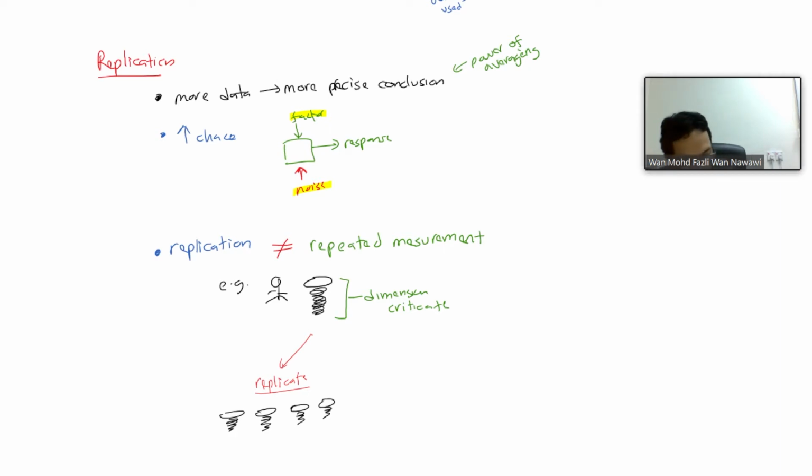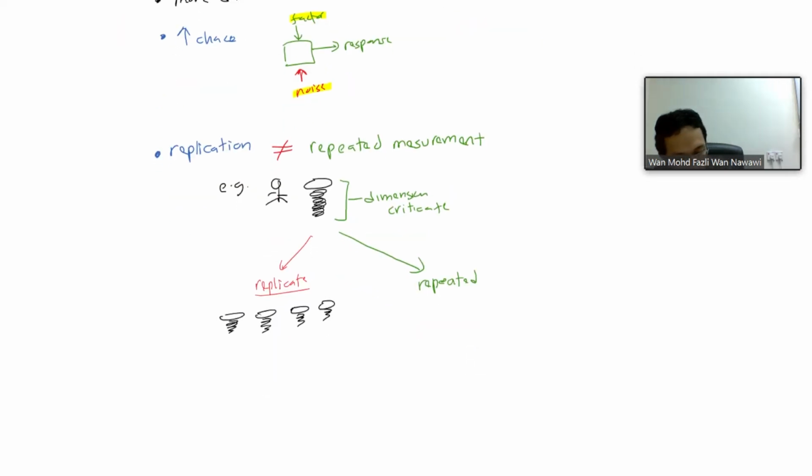If you do what we call repeated measurement, let's say you have one screw like this, and you measure it many times. You use a ruler or caliper, and this is the first measurement, then you measure the same screw for the second measurement, and then again for the third, because you want to find the average. So this is repeated measurement, it doesn't count as replication. If you want to replicate, you measure different screws, and then you can use statistical analysis.